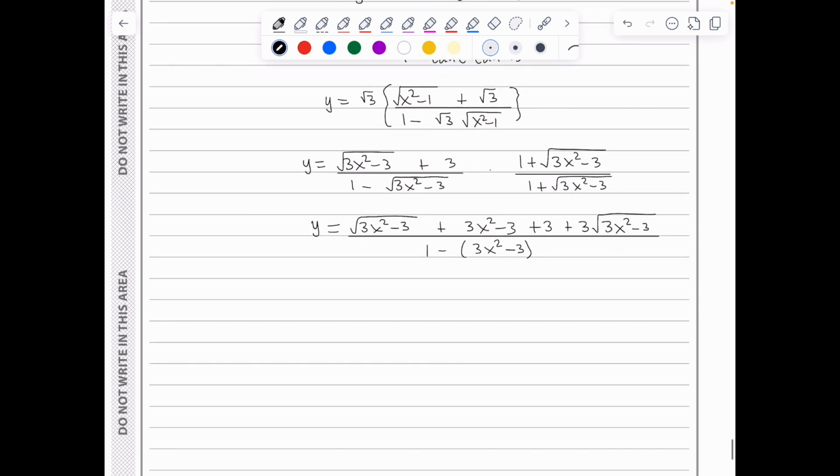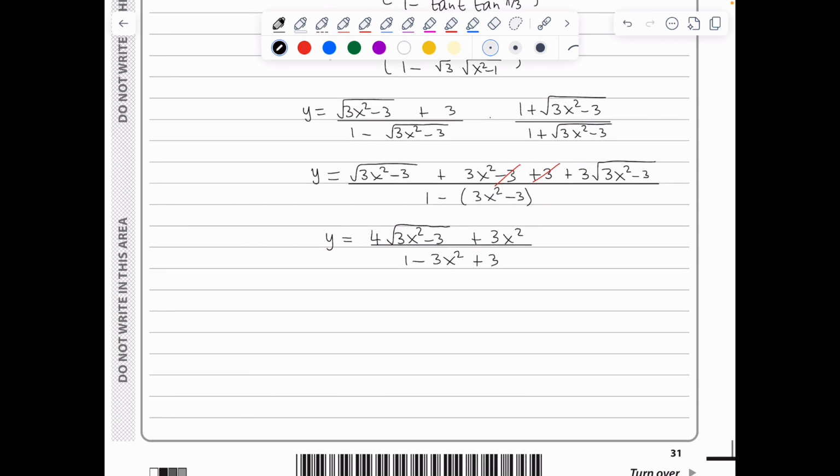So let's proceed in simplifying things. We've got y is going to be 4 times the square root of 3x squared minus 3. The minus 3 with the plus 3 will cancel out, and I've got plus 3x squared. And in the denominator, we're looking at 1 minus 3x squared plus 3. So all in all, we get that y is equal to 3x squared plus 4 times the square root of 3x squared minus 3, over 4 minus 3x squared.